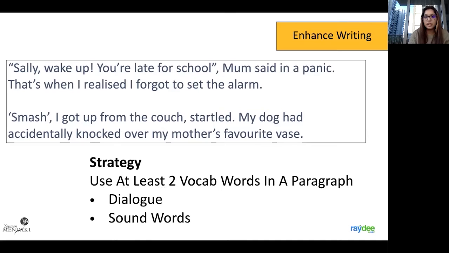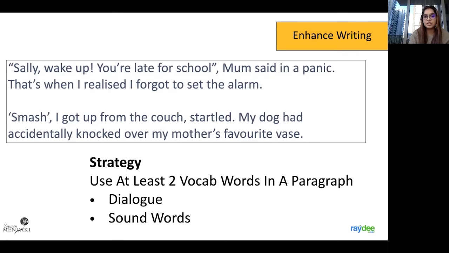Now, one of the strategies in scoring for continuous writing is to use at least 2 vocabulary words in a paragraph. Okay, so when we say use 2 vocabulary words in a paragraph, you can either use it in a dialogue or you can use it in a sound word. Now when we talk about vocabulary words, I'm not asking for the students to use bombastic words. Just use phrasal verbs, like instead of saying very tired, exhausted or worn out. Instead of saying that I was very, very hungry, I was famished, or I'm starved and stuff like that.